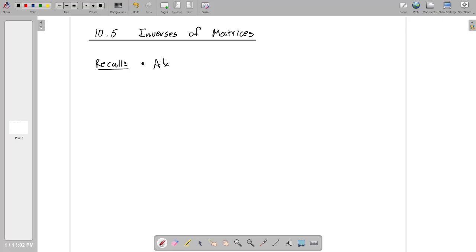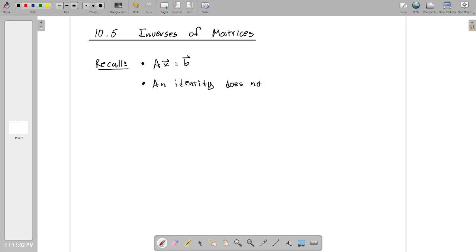Recall AX equals B. This is just a system of equations. Now, we'll talk about this a little bit more later, but for right now, I just want you to remember what this is and how we can solve this. If I could get rid of this A, then I would have X is equal to something. That's the point here.